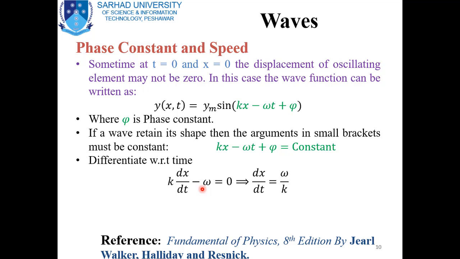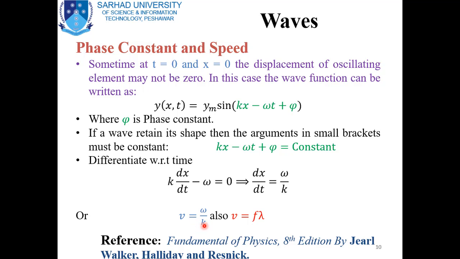We shift minus omega to the right hand side of the equation and then divide by k, so the rate of change of displacement is equal to omega by k, and the time rate of change of displacement is known as velocity. So the velocity of a wave is equal to omega divided by k. From the previous lecture we developed a relation between angular frequency and natural frequency, and in this lecture we developed the relation between wave number and wavelength.